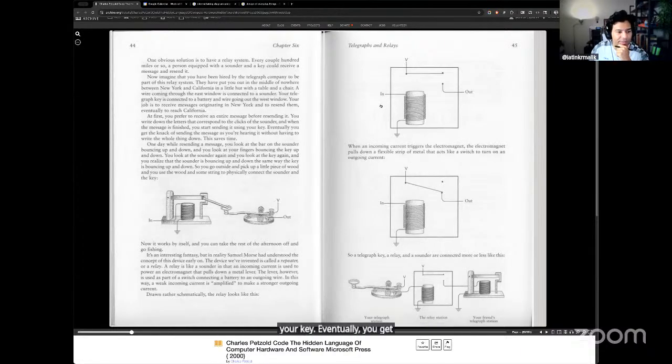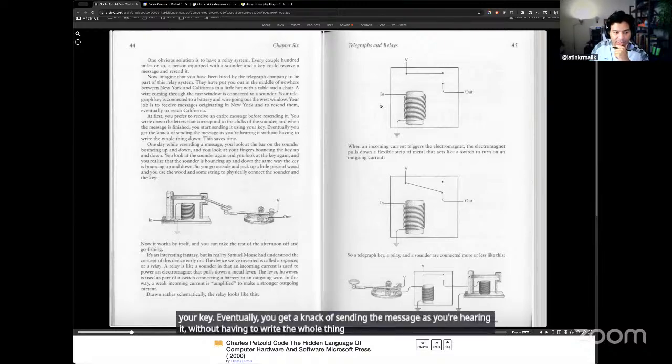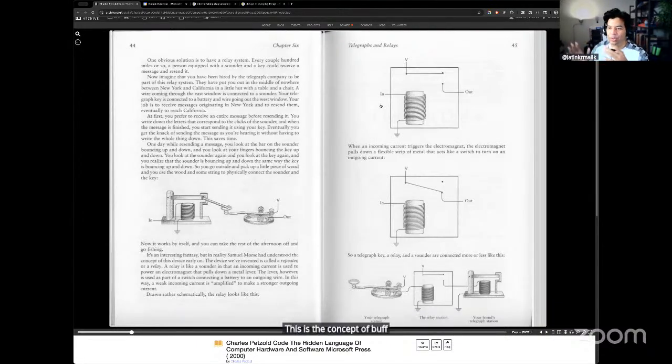Eventually, you get a knack of sending the message as you are hearing it without having to write the whole thing down. It saves time. So as you are hearing it, this is the concept of buffering. You buffer some of the message and then you start sending it forward.